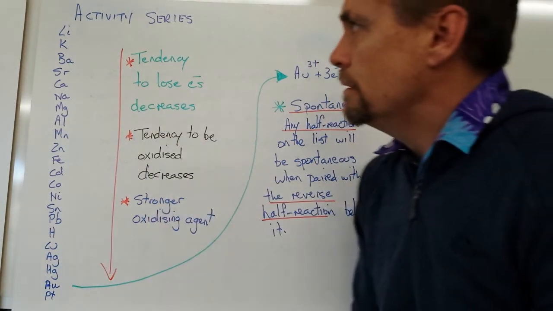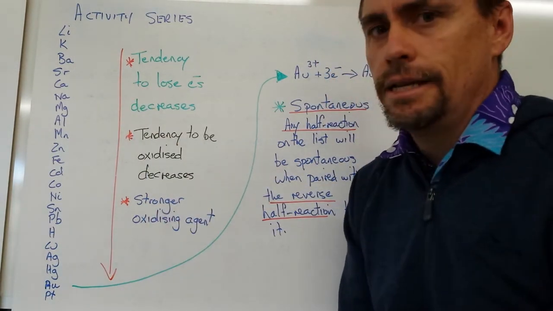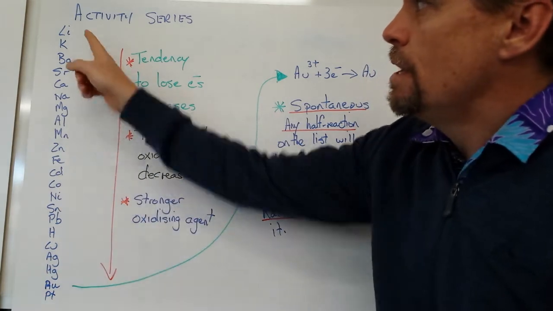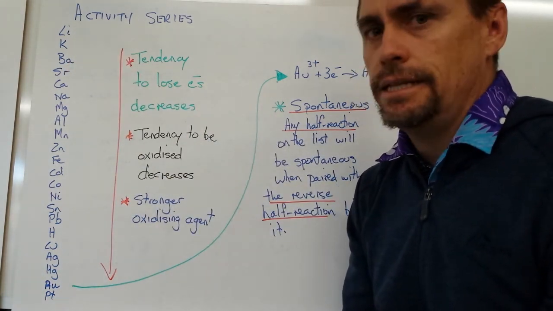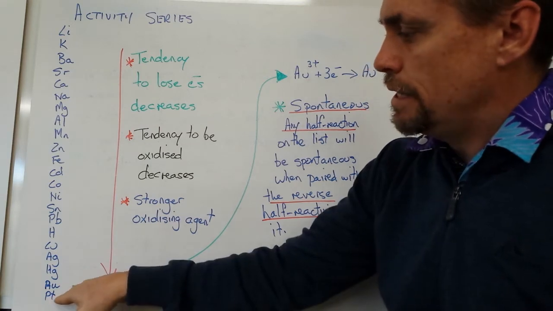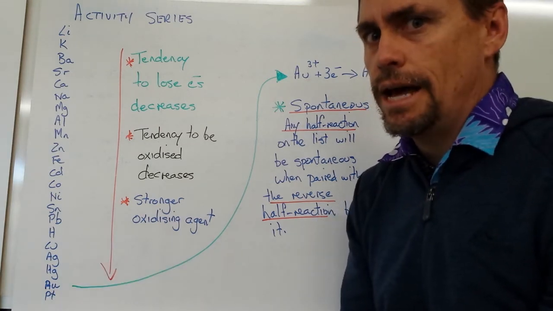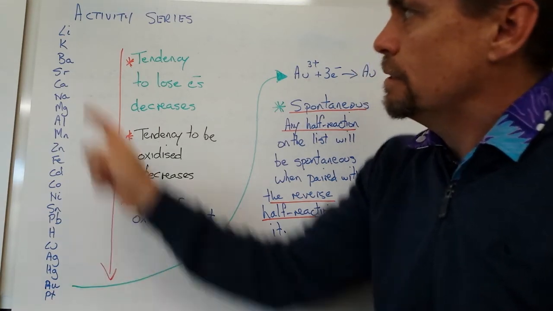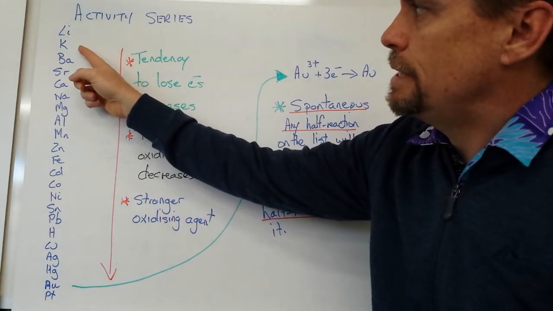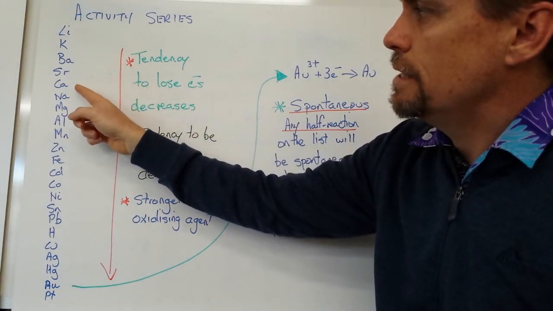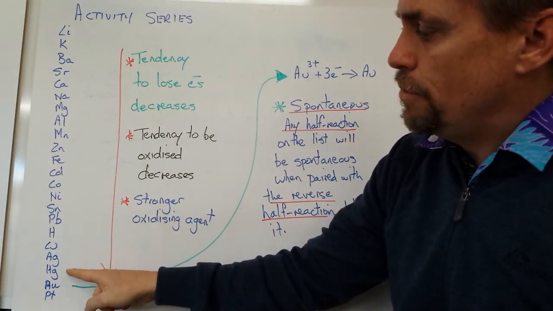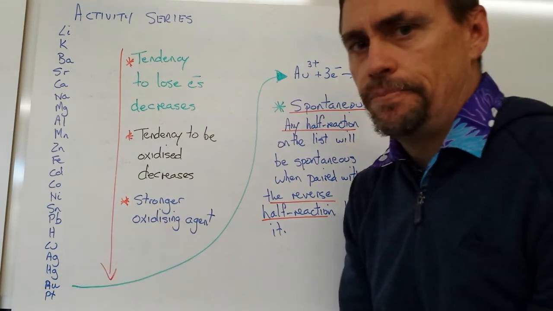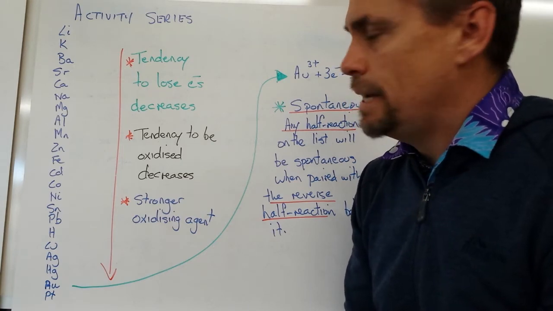So this table, this activity series table, lists the elements from lithium, which is the one that most easily gives up electrons, right down to our platinum, which is very reluctant to give up electrons. So we have lithium, we have potassium, we have barium, strontium, calcium, all the way through till we get our copper, our silver, mercury, gold and platinum. We can say a few things about this.